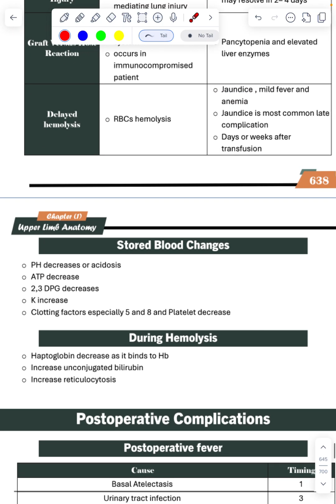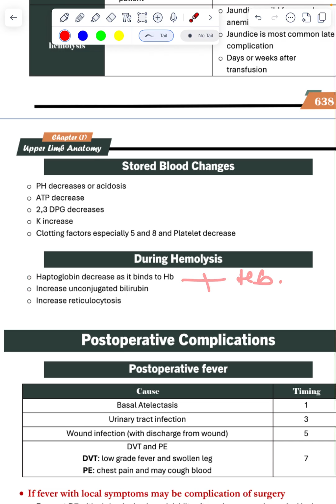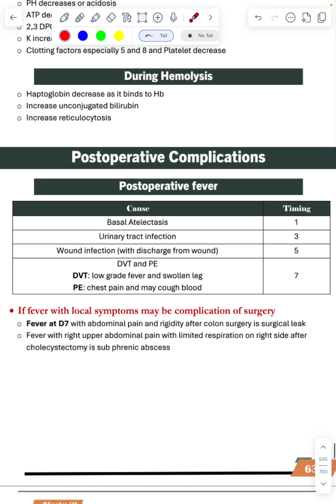Stored blood changes: pH decreases causing acidosis, ATP decreases, 2,3-DPG decreases, potassium increases, clotting factors decrease. During hemolysis, haptoglobin decreases as it binds to hemoglobin. Unconjugated bilirubin increases, and reticulocytes increase.